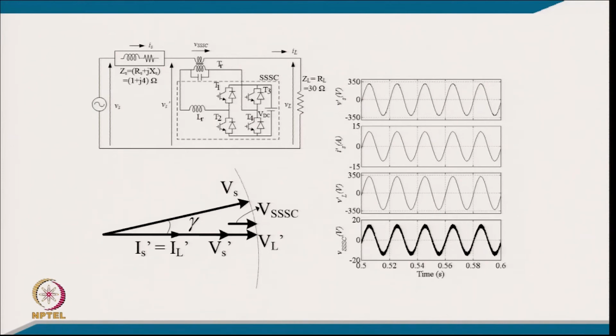So, you can see clearly here that we have a source impedance and a resistive load, but the voltage will drop because of the source impedance. So, we have to inject a voltage so that the load voltage is the same as the supply voltage. You can see clearly that the voltage has to be injected in this manner. This is the voltage at the PCC, this is the load current, this is the load voltage after the compensation, and that is the injected voltage.